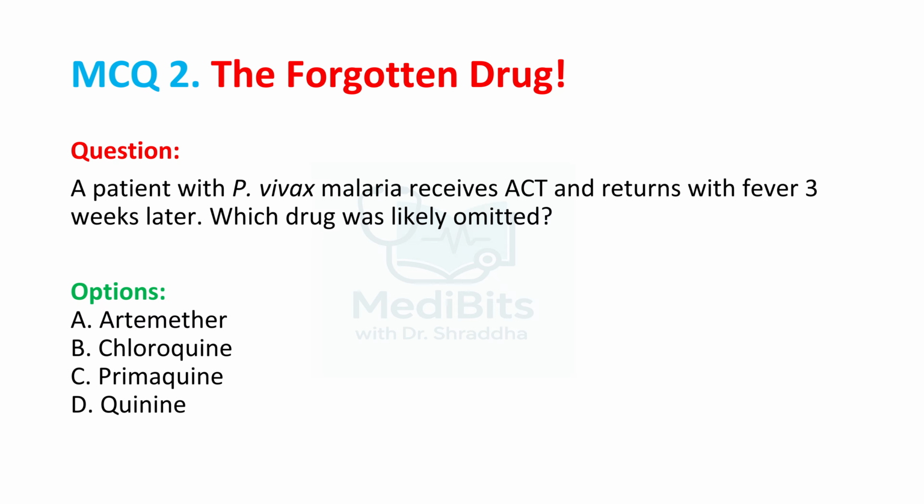So now MCQ 2 consists of the forgotten drug. Question is, a patient with Plasmodium vivax malaria receives ACT and returns with fever 3 weeks later. Which drug was likely omitted? So here ACT means artemisinin based combination therapy. Options are A. Artemether, B. Chloroquine, C. Primaquine, D. Quinine.